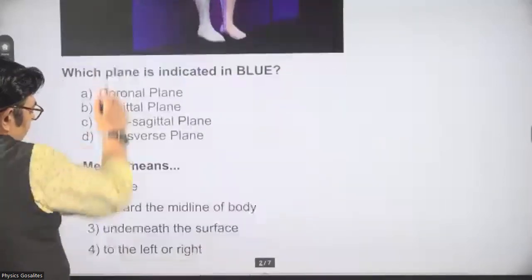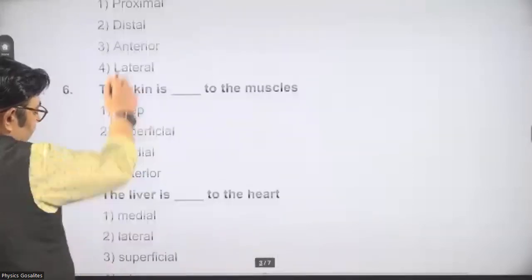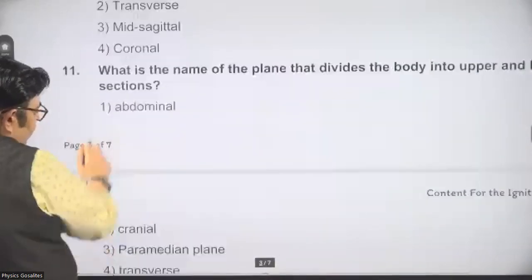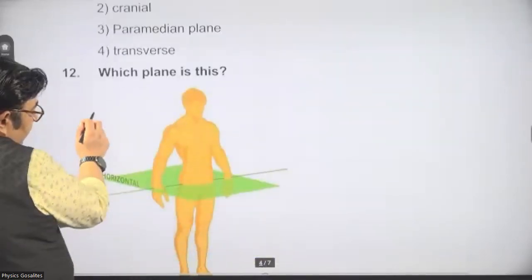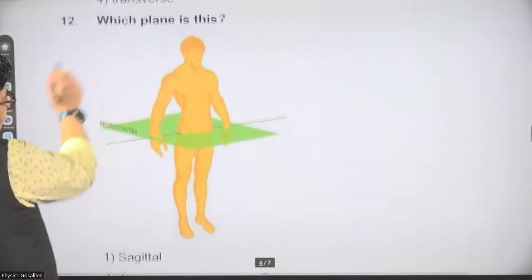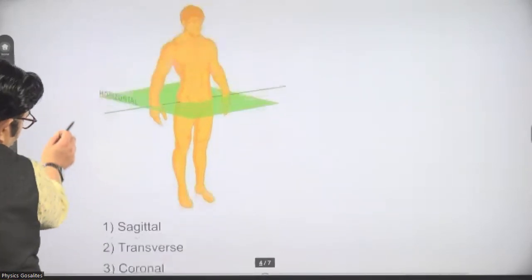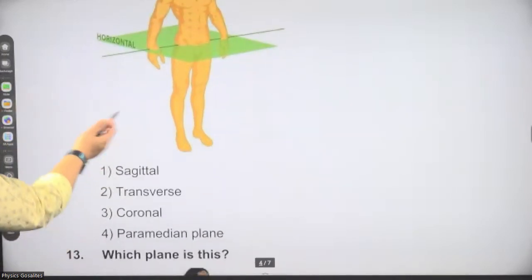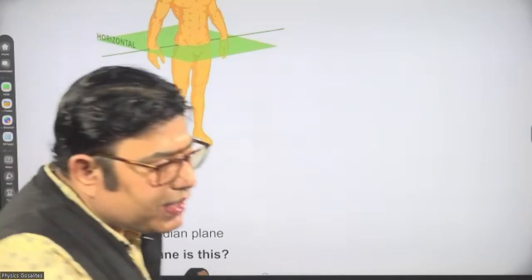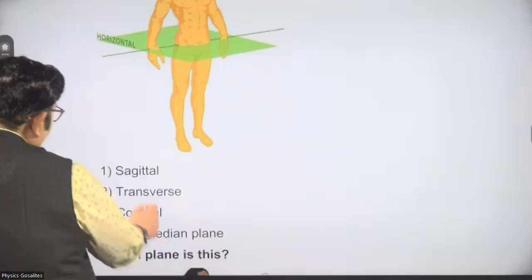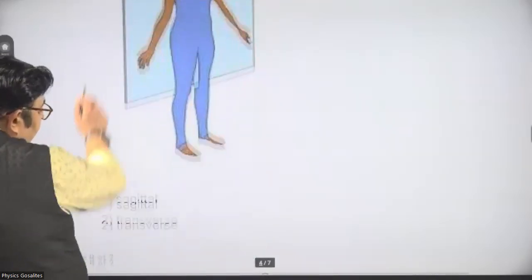Dear children, just 2 more questions and we are done. Let's see, which plane is this? Come on, which plane is this? You have the options. I think we have done this question, but still try. Just write 1, 2, 3, 4. Which plane is this? The correct answer is 2.